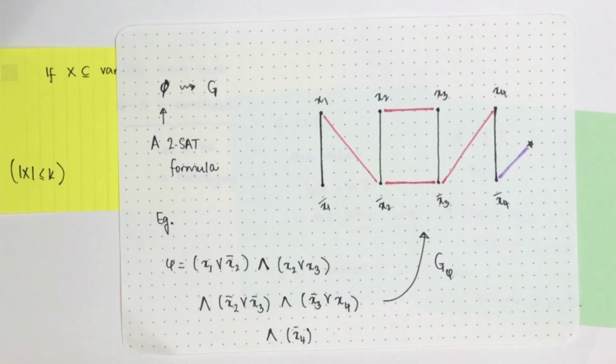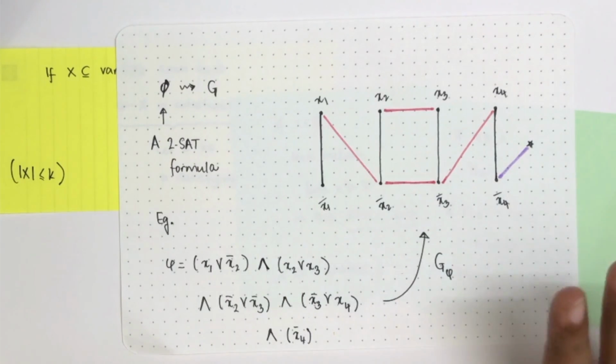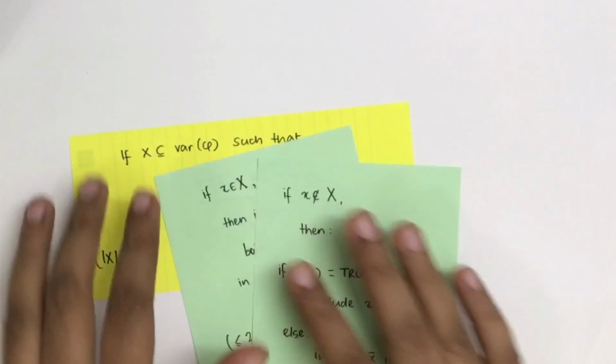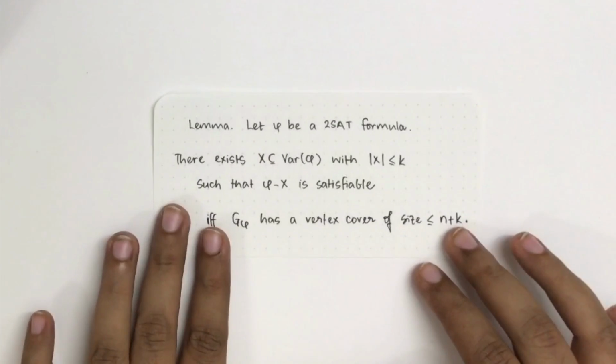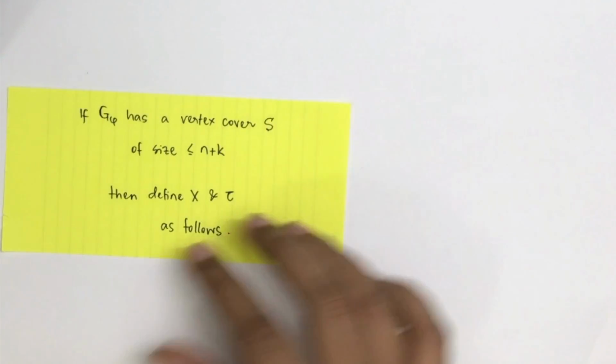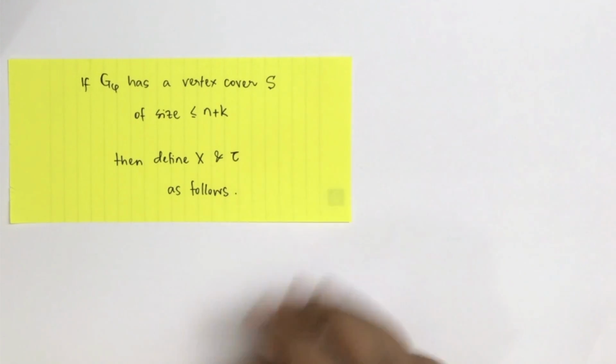Right? So again, I'm going to leave this as an exercise, although this should be quite evident from the construction at this point. So hopefully you can see that we have a vertex cover of size n plus k if somebody gives us a subset of k variables whose deletion makes the formula satisfiable. Now let's talk about the reverse direction, which is that if you had a vertex cover of size n plus k, then from that vertex cover you can recover a subset of variables whose deletion makes phi satisfiable.